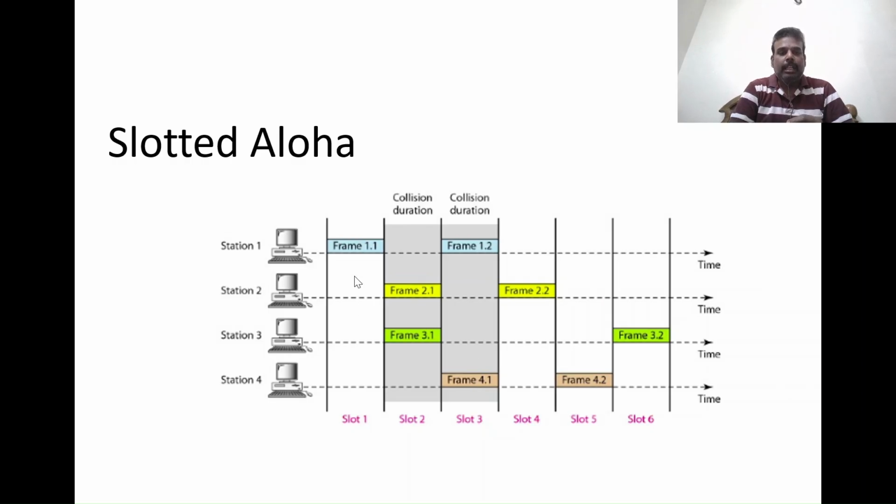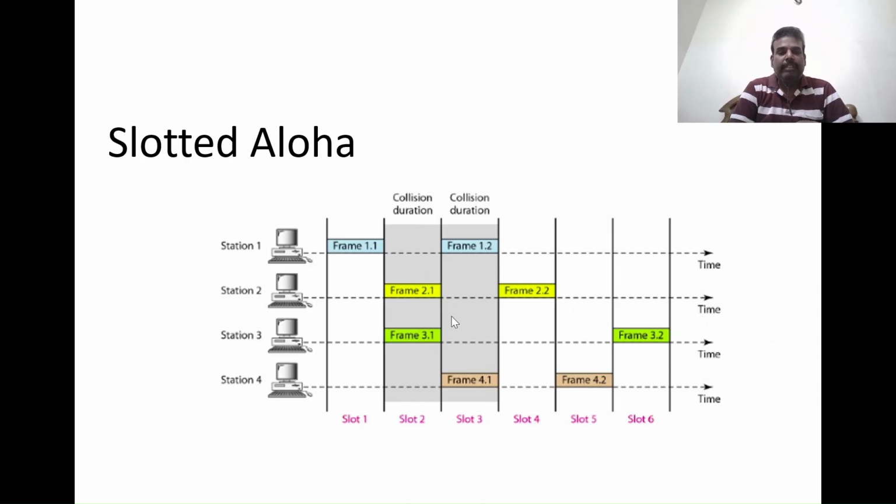Station 2 has no data to transmit in slot 1. He has some data in slot 2, in slot 3 he has no data, and in slot 4 he has some data. Similarly station 3: slot 1 no data, slot 2 he has data, slot 3 no data, slot 4 no data, slot 5 no data, and slot 6 yes, some data to transmit. Whenever the time is allocated to a particular station, it is able to transmit data. If two or more stations share the same time slot, then we'll have collisions.